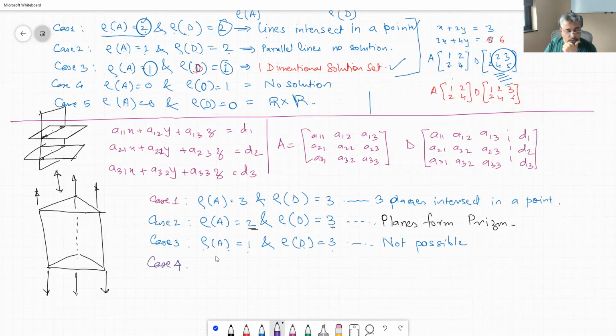Let us improve on rho A. Rho A is equal to 2 and rho D is also 2. This is easy.